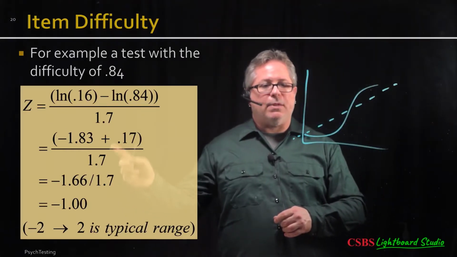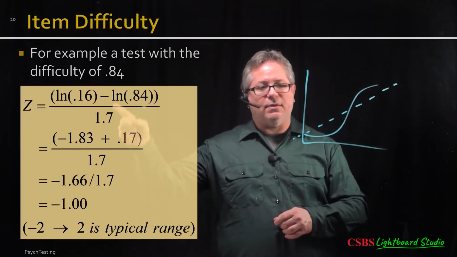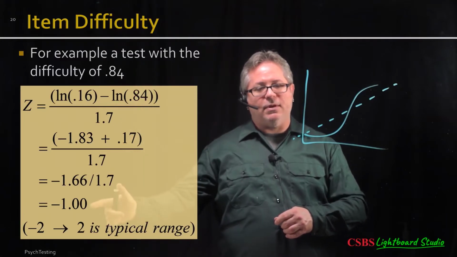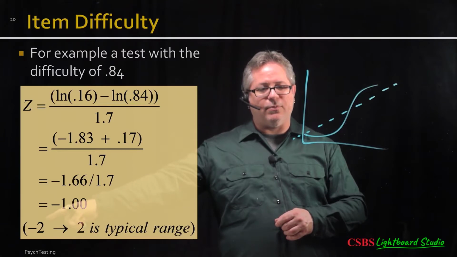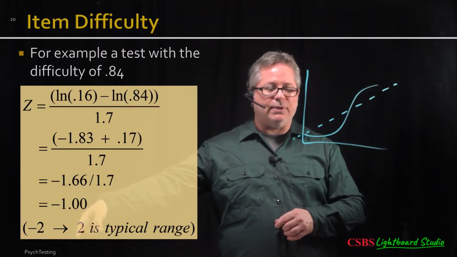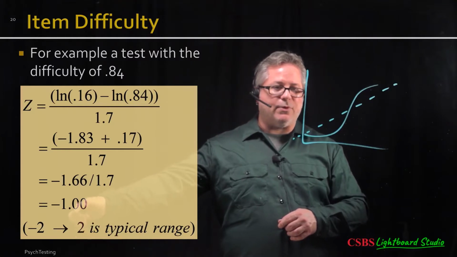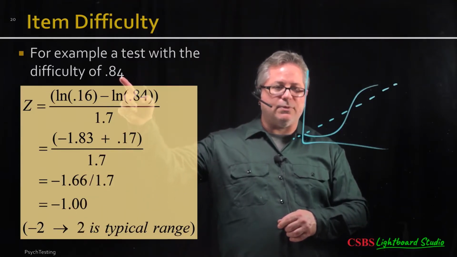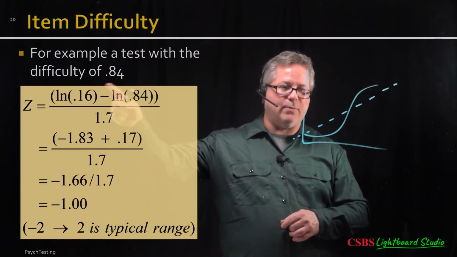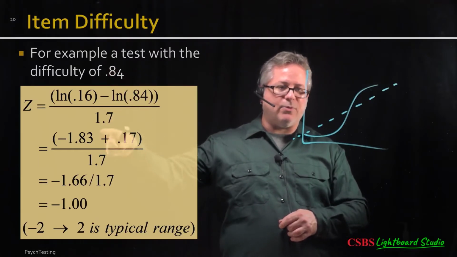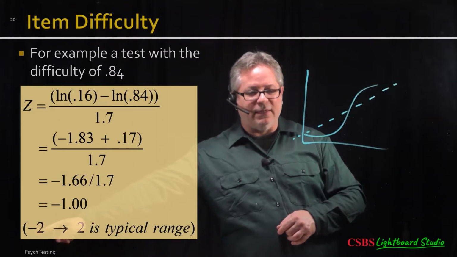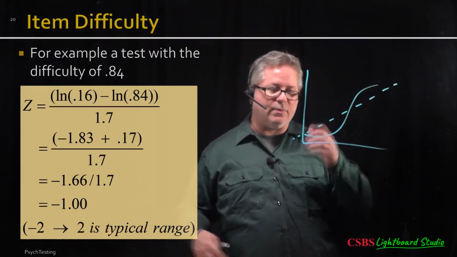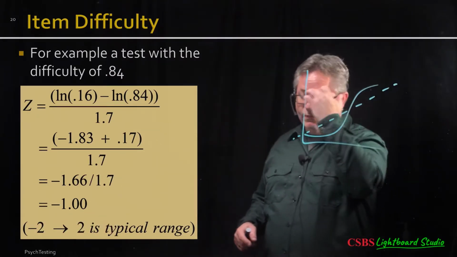When we apply this, we get that this item with 0.84 is a -1, and typically -2 to 2 is a typical range of difficulties. Here I think it's been reversed, because 0.84 is a pretty easy item, 84% of people are endorsing it, so it gets flipped around. Now the negative indicates that it's easy, and it's more difficult with the positive values. I think it gets flipped around that way.